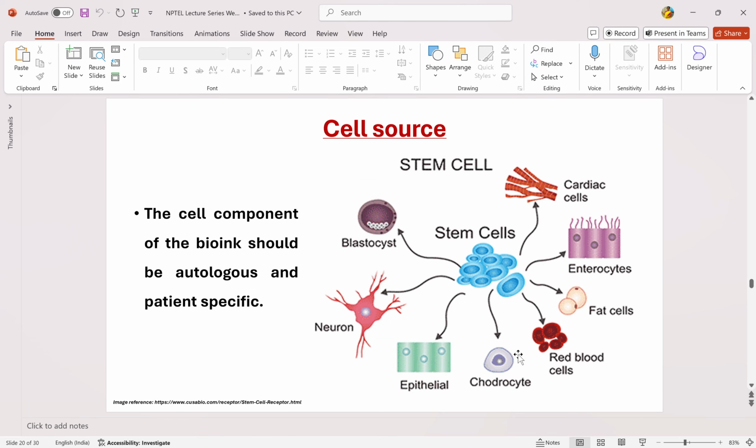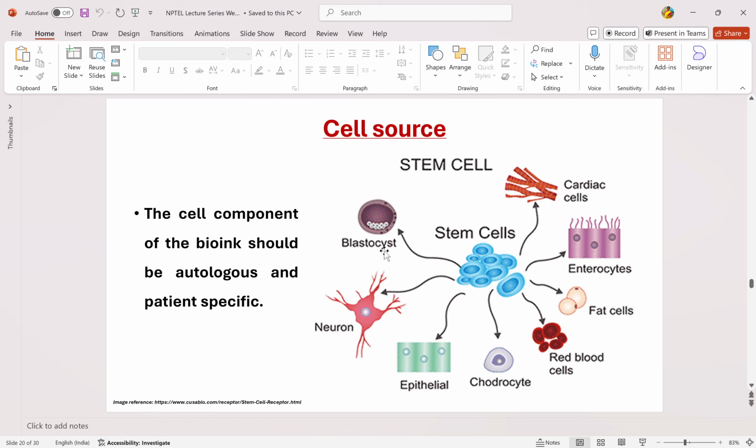So another important part of your bioink is cell source. Apart from your scaffold, which will attach your cells and help promote cell growth, your cell source is important. So the biggest cell source for bioink should be autologous and patient specific. So these are the main two requirements for the cell component of the bioink, that it should be autologous and patient specific. So for that, what you do is you take stem cells from the patient.